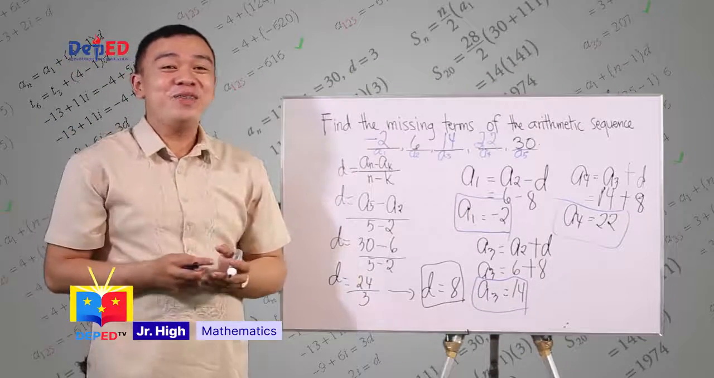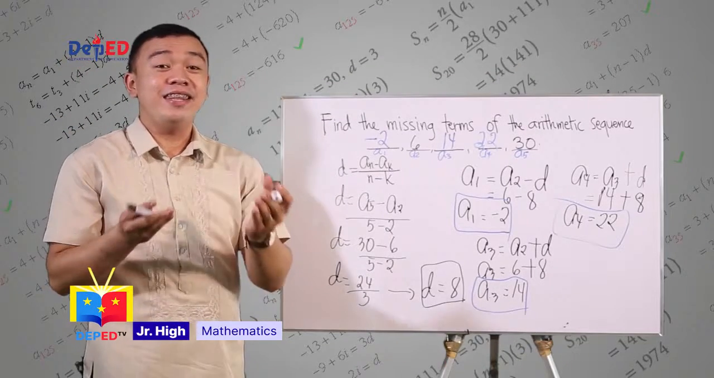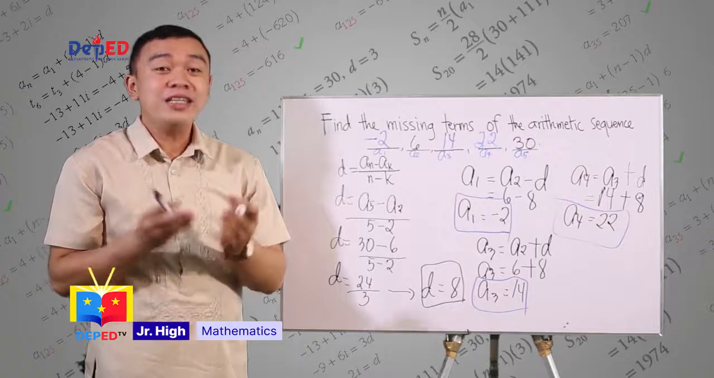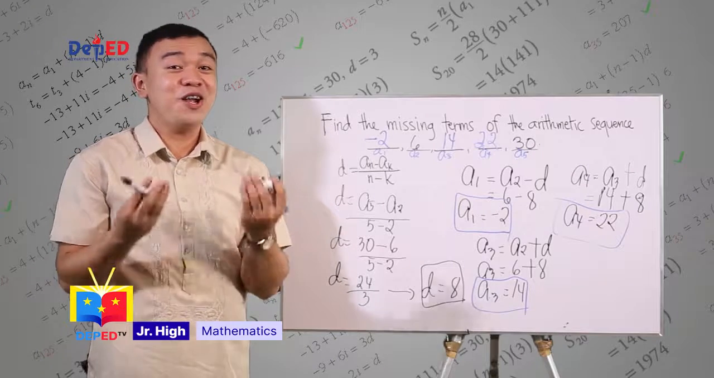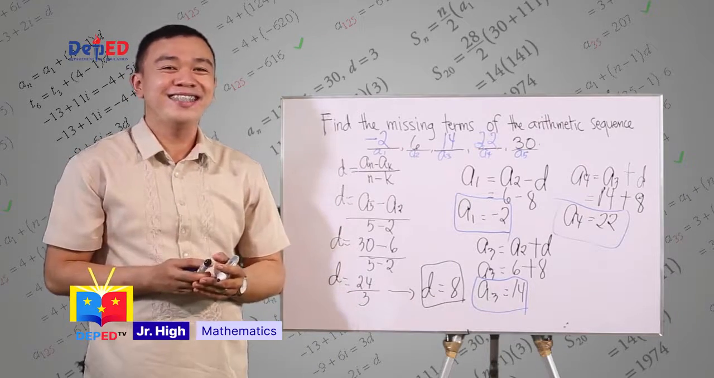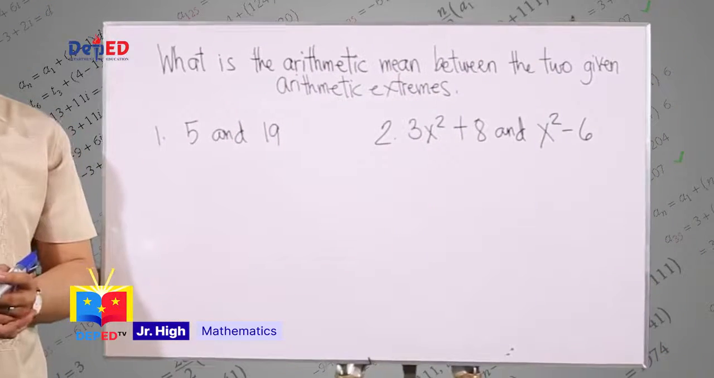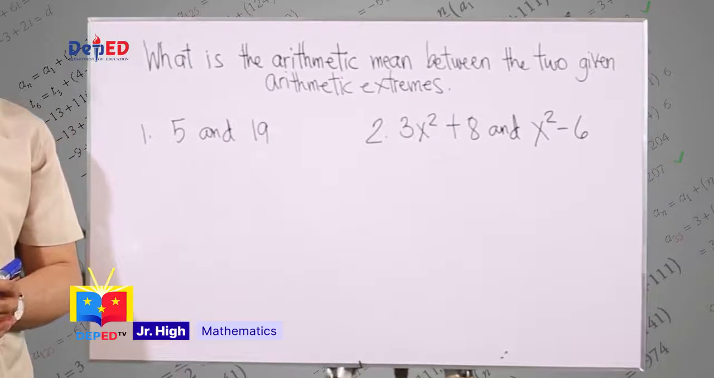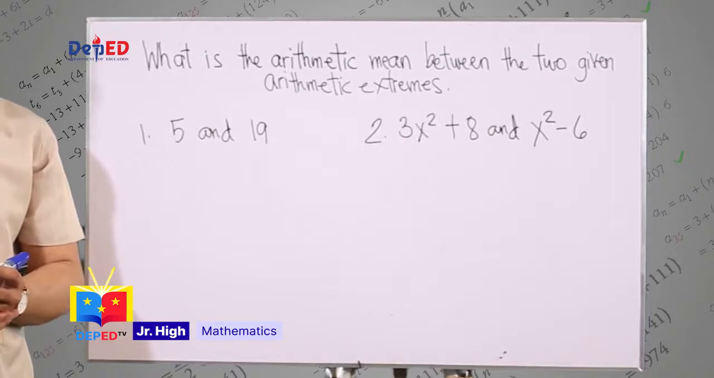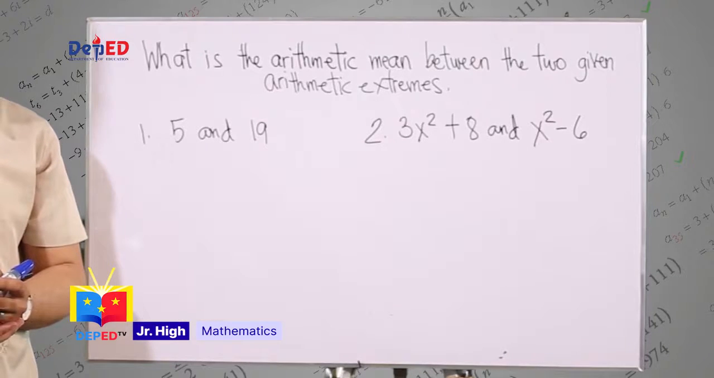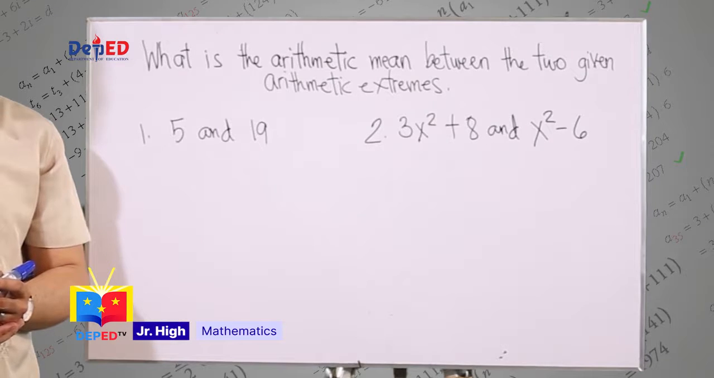You did great on that part, dear students. Now, let's have more activities for you. Let's solve this problem together. What is the arithmetic mean between the two given arithmetic extremes? Item number 1, 5 and 19. And item number 2, 3x squared plus 8 and x squared minus 6.